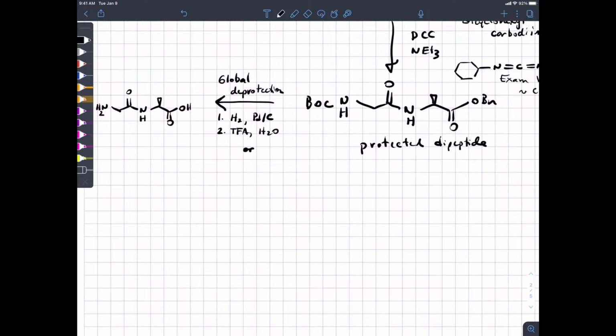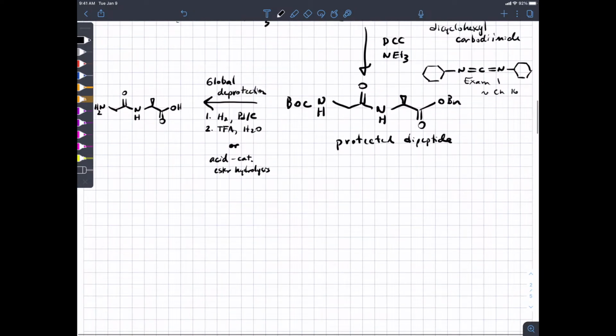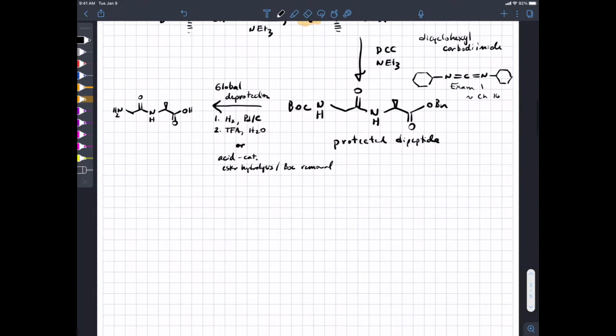Alternatively, and I think this is something your text uses, is just acid-catalyzed ester hydrolysis. The acid conditions would remove Boc, but would also remove the benzyl ester. So you may find your text using whatever conditions they prefer for acid-catalyzed ester hydrolysis, which will also remove Boc. Okay, so that's if you just want the dipeptide.